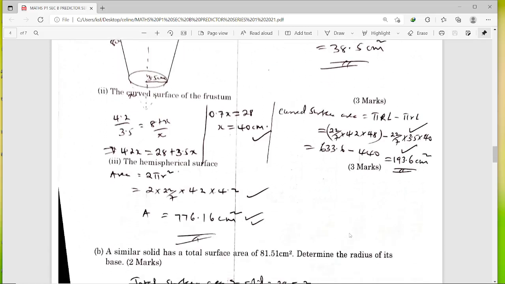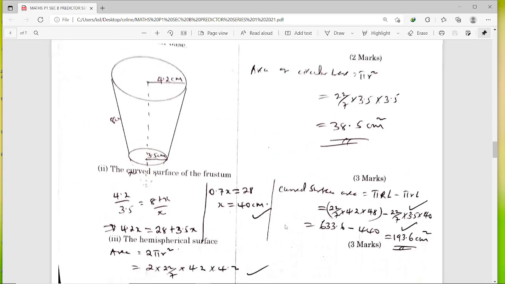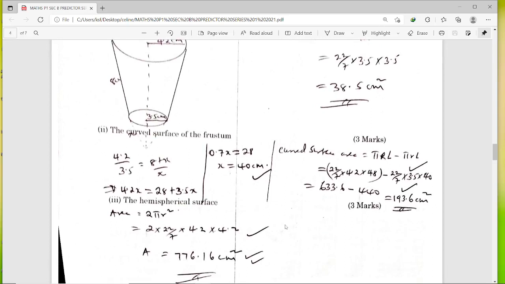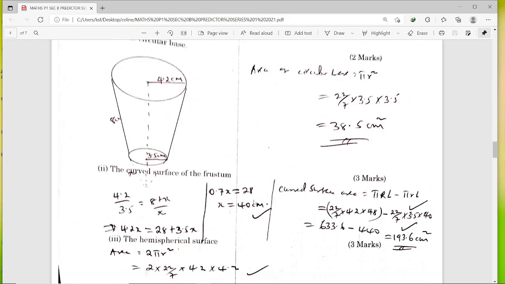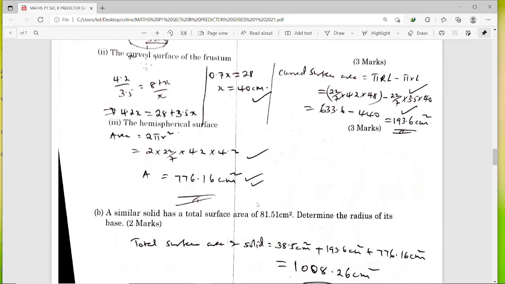Then we talk about the hemispherical surface. Remember, for a sphere, the surface area of a sphere is 4 pi r squared. So a hemisphere is half of a sphere, which is half of 4 pi r squared, and half of 4 is 2. So it will be 2 pi r squared. That's the area of a hemisphere. Remember, it is the one with the radius of 4.2 because it's at the top. So the surface area of the hemisphere is 2 times 22/7 times 4.2 times 4.2. That gives 776.16 centimeters squared.